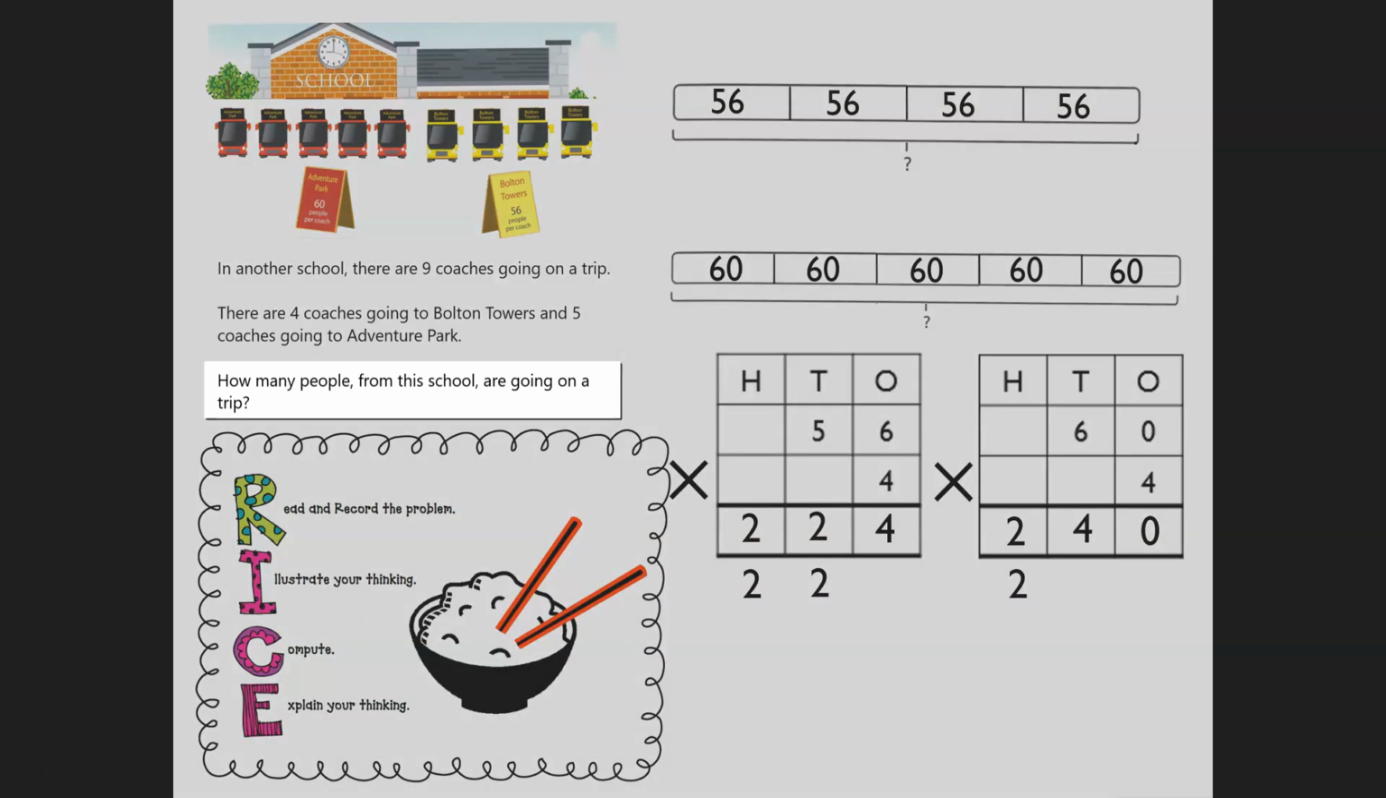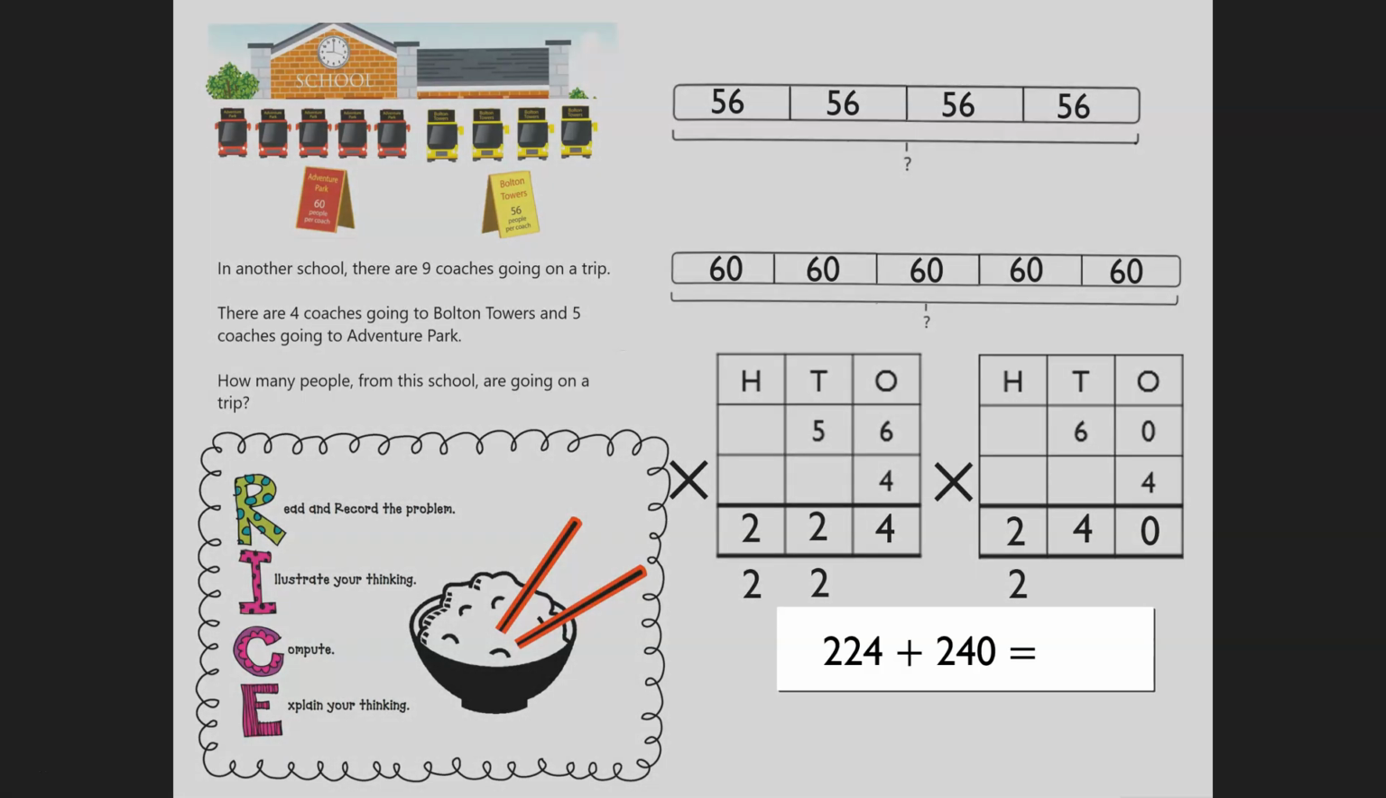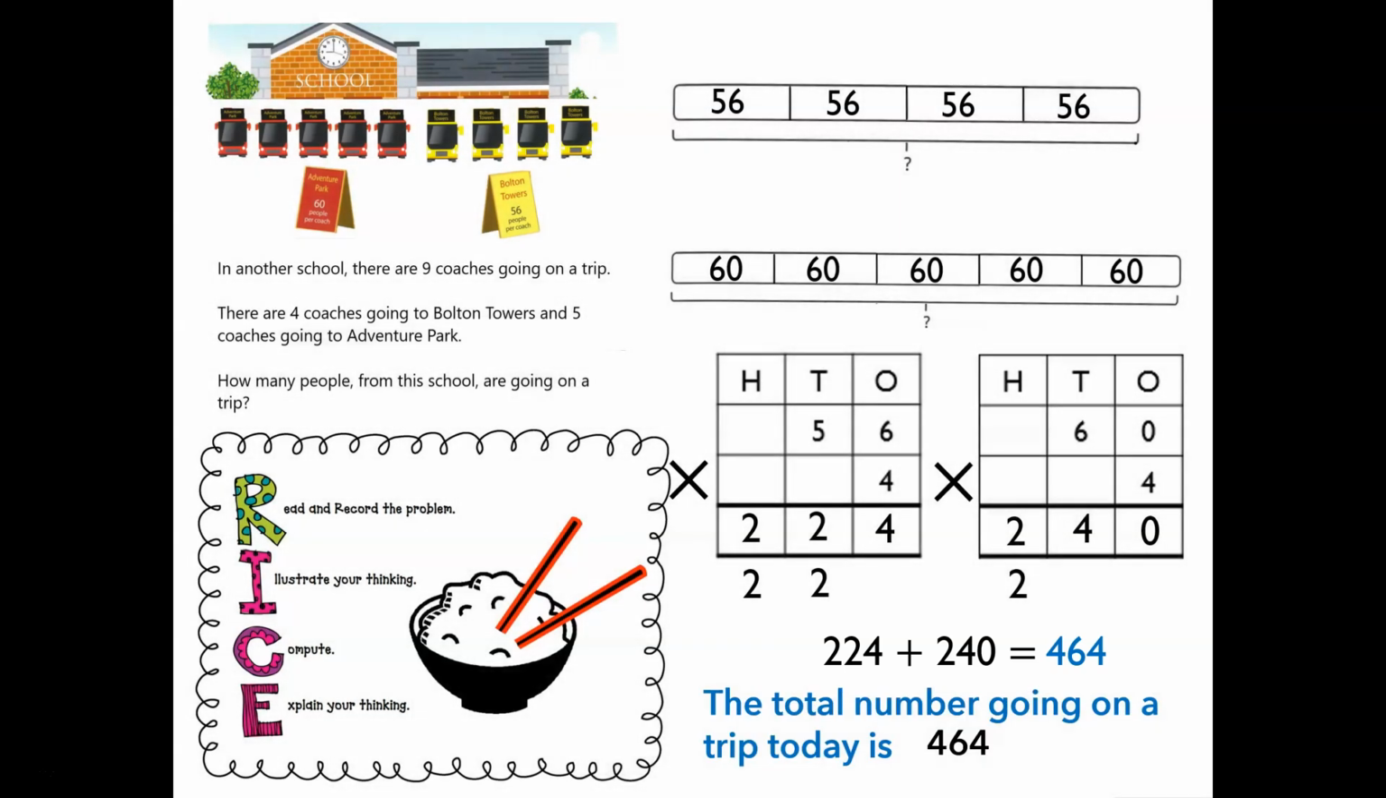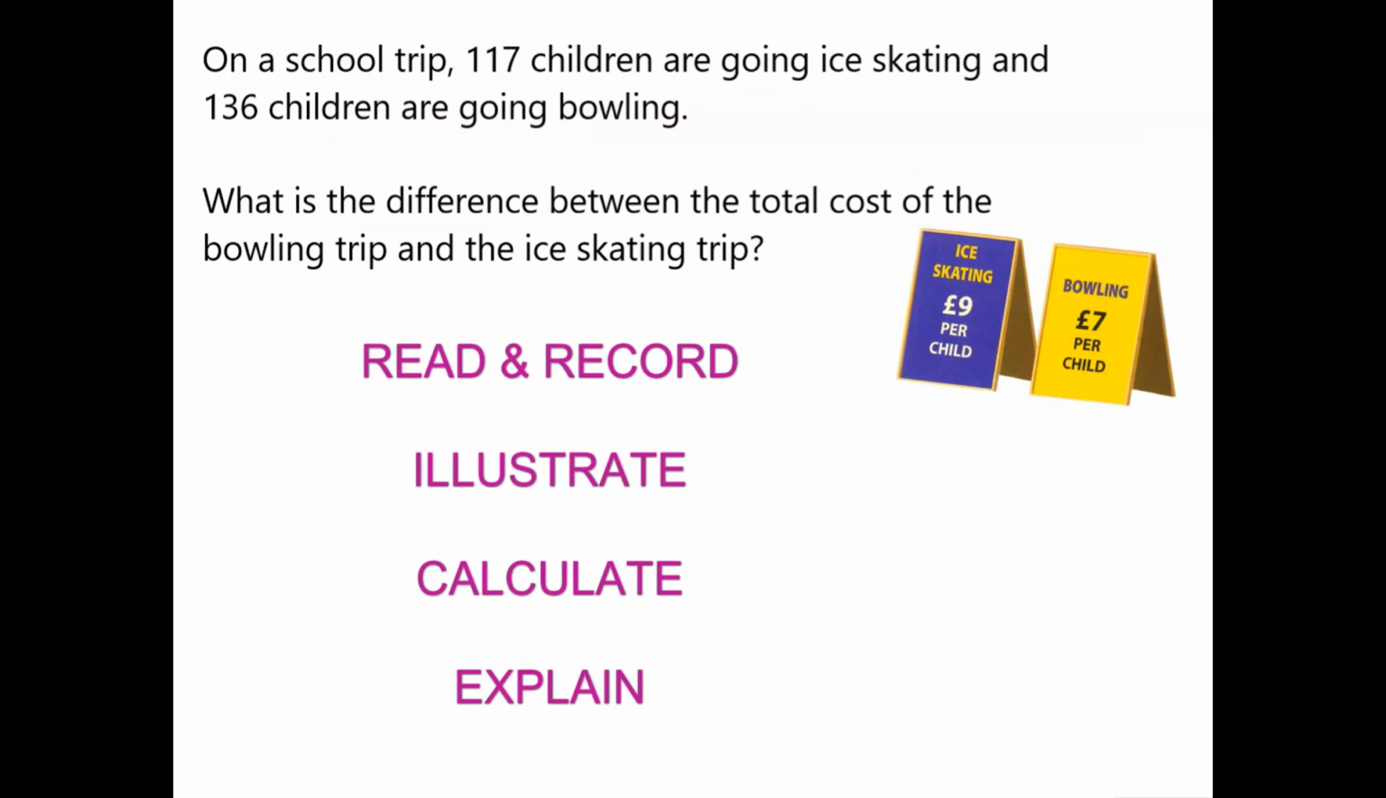How many people from this school are going on a trip? We've got to add those 2 together, and we can see that 464 is the total number of people going on a trip today. Here's another question. I'd like you to give it a go.